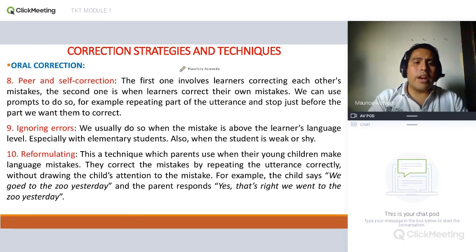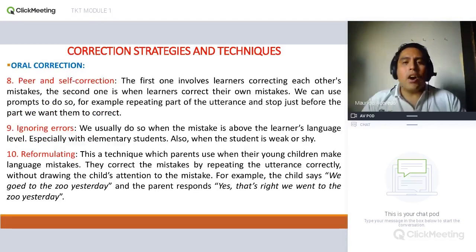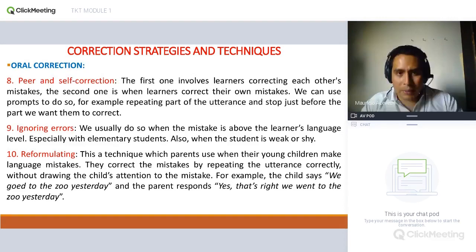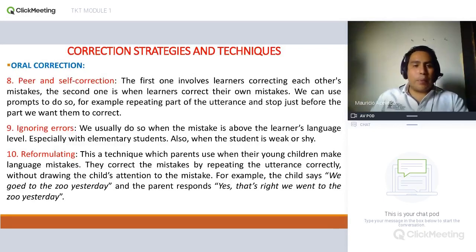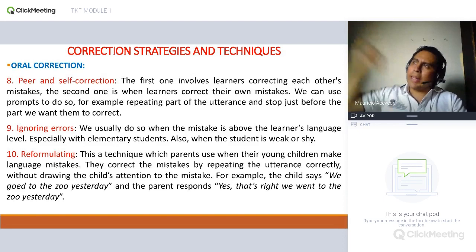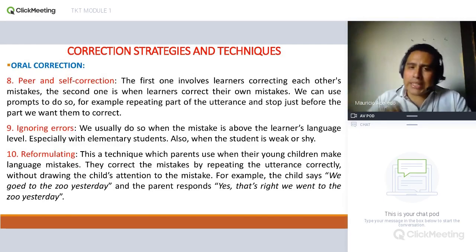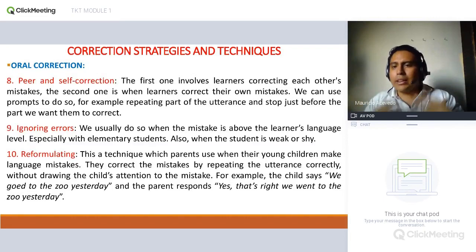Okay, now let's go with peer and self correction. What is this? The first one involves learners correcting each other's mistakes. This is peer correction. The second one is when learners correct their own mistakes. Peer correction is when, as a group, they correct themselves. You can say, okay, give me some sentences in present perfect, and they tell you, and you just write them down. Two of these sentences have a mistake. Please tell me as a group: all of you tell me what the mistake is and how we can correct it.